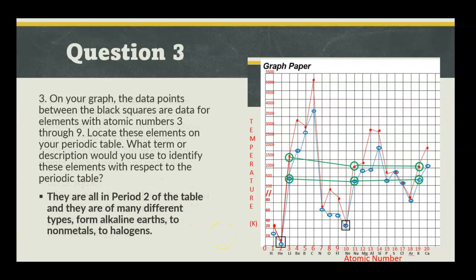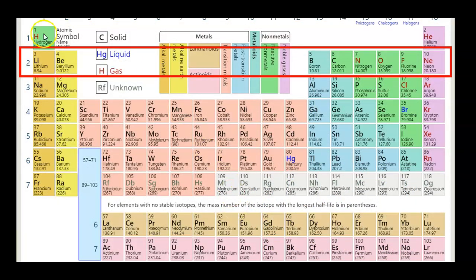Question 3, it says, on your graph, the data points between the black squares are data for elements with atomic numbers 3 through 9. Locate these elements on your periodic table. What term or description would you use to identify these elements with respect to the periodic table? So if we look at elements 3 through 9, and we notice, what do we notice here? Element 3, 4, 5, 6, 7, 8, 9. They're all in the same what?